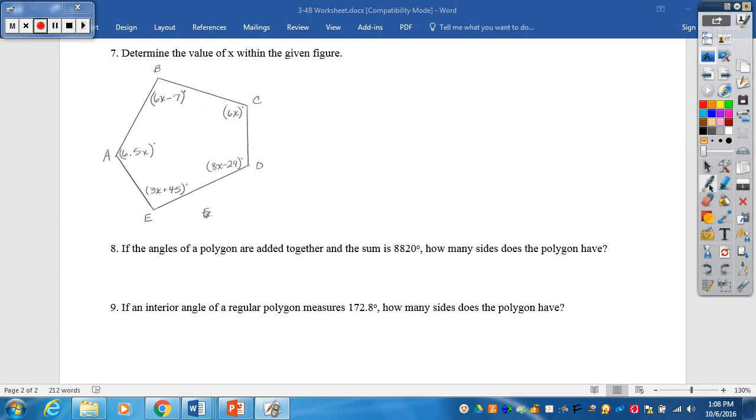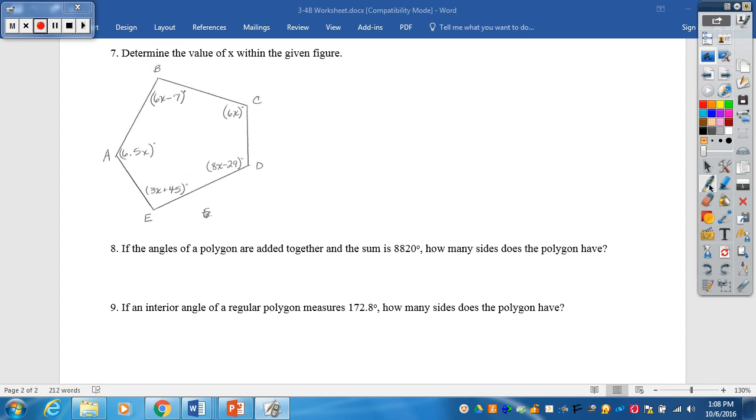It says determine the value of x within the given figure. All right. Well, we got that pesky pentagon again. We need to figure out what x, the measure of x, is going to be. Well, it's going to be very similar to what we did on the previous problem because, again, this isn't a regular polygon. So what you're going to do is add up each one of these angles at A, B, C, and D and set it equal to the sum of the interior angles.